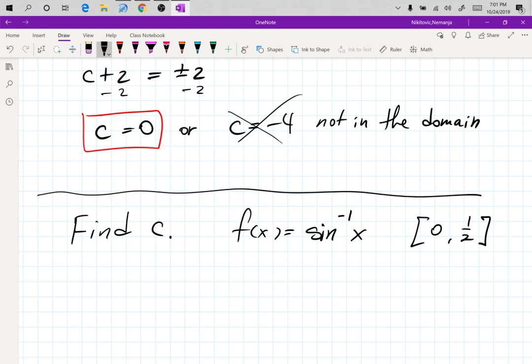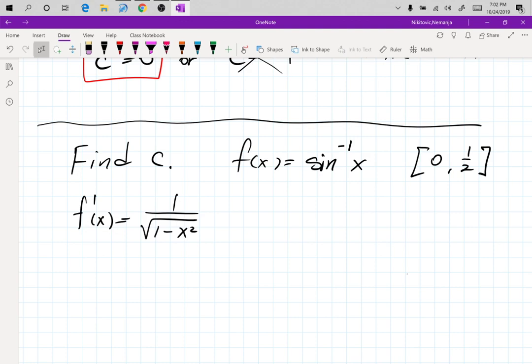Let's take a look at this problem together. Are we good with continuity? Well, inverse sine of 0 is 0. We're cool. Inverse sine of a half is pi over 6, so we're good. All right, cool. What's the derivative f prime of x? Very good. Glad that you know that one.